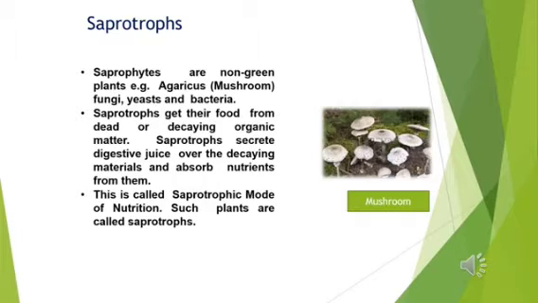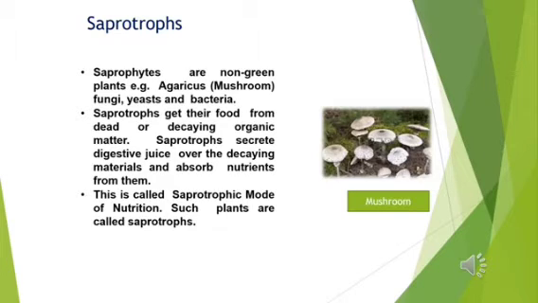Saprophytes are nothing but living organisms that can live and feed on dead and decaying matter. So these saprophytes, they do not have green color in them. So they are non-green plants and they cannot prepare their own food.